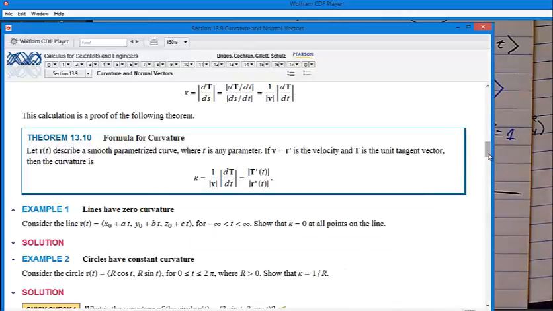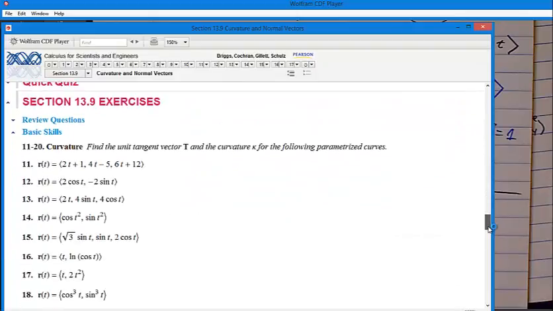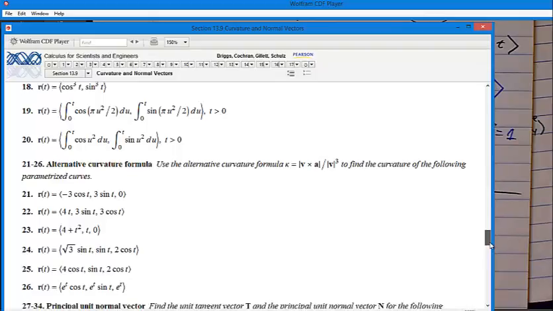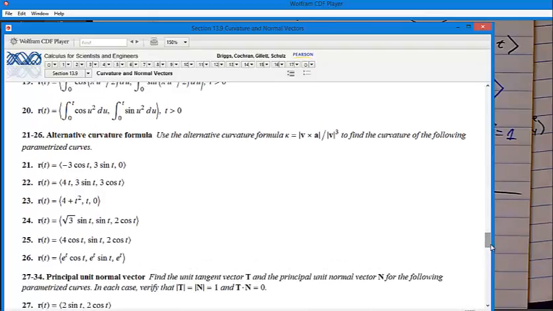Let's go back to the homework. Okay, new section. Alternative curvature formula. Use the alternative curvature formula, kappa equals magnitude of v cross a divided by magnitude of v cubed, to find the curvature. Okay, you can use a formula, I can use a formula, and that's good practice, using formulas. It's not good practice doing calculus.